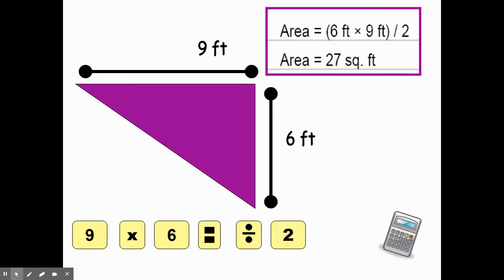So you would have to express your answers in square feet. Always for area, you would square your units. So all area answers must be expressed in square units. Okay? All right, so 27 square feet.